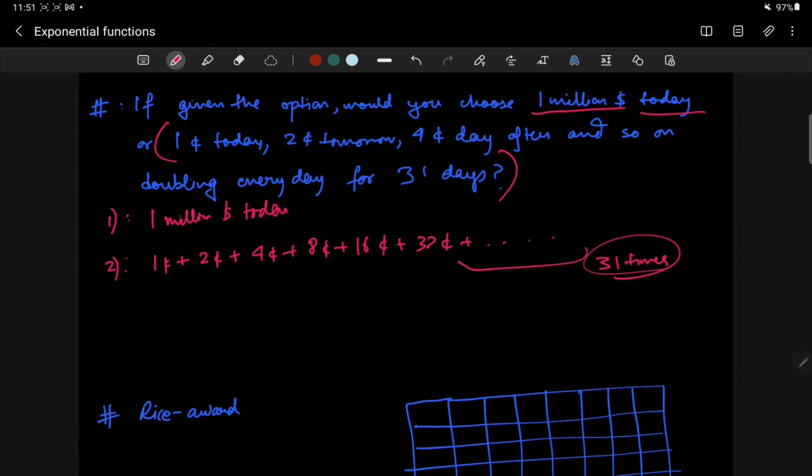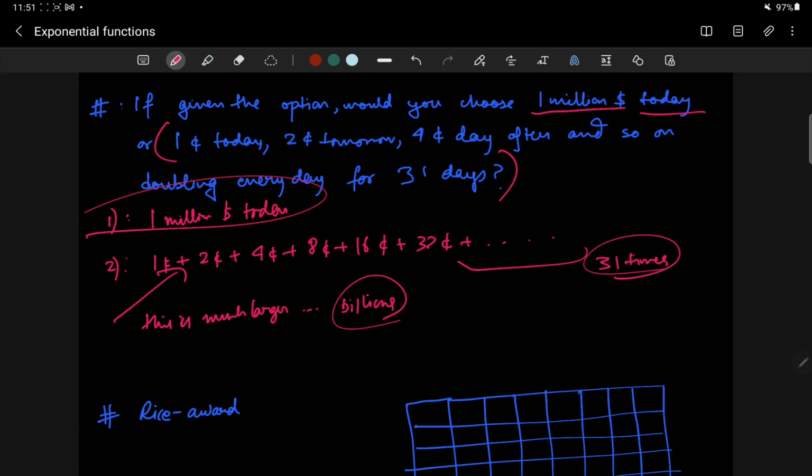Now, on the face of it, it seems like, well, obviously $1 million is a better option because why would I take cents? And it's not even dollars that are doubling, right? However, that's the power of exponentiation, that this is much larger. In fact, it's going to be in billions. When you add all of it after doubling it 31 times, it's going to be in billions.